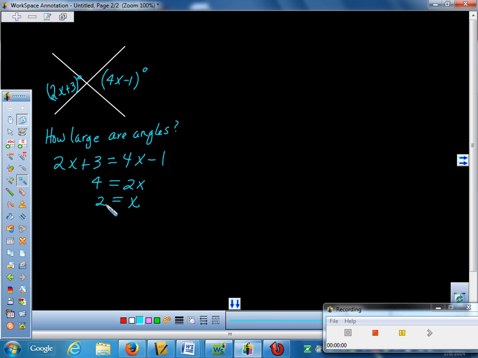Yeah, and it doesn't matter which one I put it in? No, because they're the same angle. So put in whichever one you like. So if I do 2 times 2 plus 3, they're supposed to be 7-degree angles. Obviously, I didn't draw them to scale. Okay, wanted to check about that one.